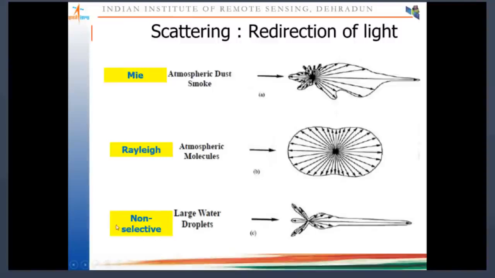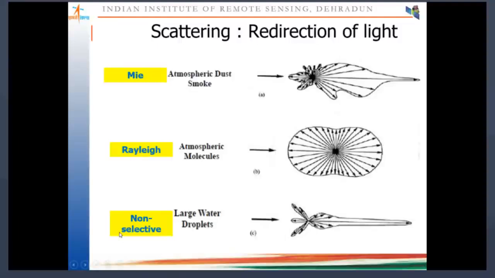Then you have another type of scattering, which is called non-selective, because it is not dependent on the wavelength. Here, the size of the particle is much, much bigger compared to the wavelength which is going to interact with it. For example, cloud droplets or cloud particles, large water droplets, exhibit non-selective scattering. All the wavelengths of the light, which is composed of several wavelengths, will be scattered equally. So you call it non-selective. Clouds usually occur as non-selective scatterers. Your pollution falls in the regime of Mie scattering, and gaseous composition is in the domain of Rayleigh scattering.